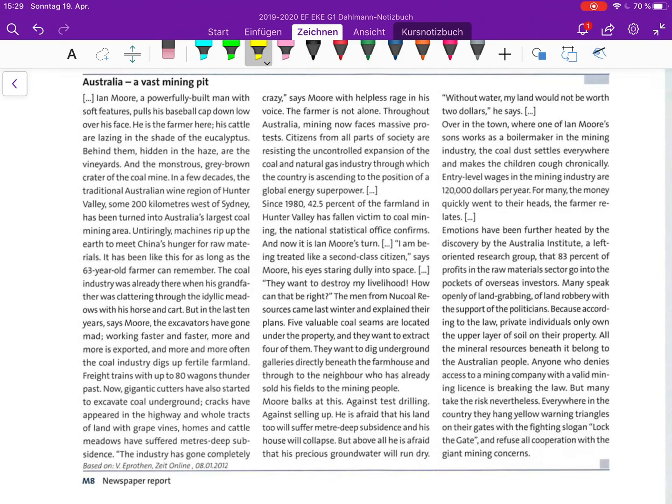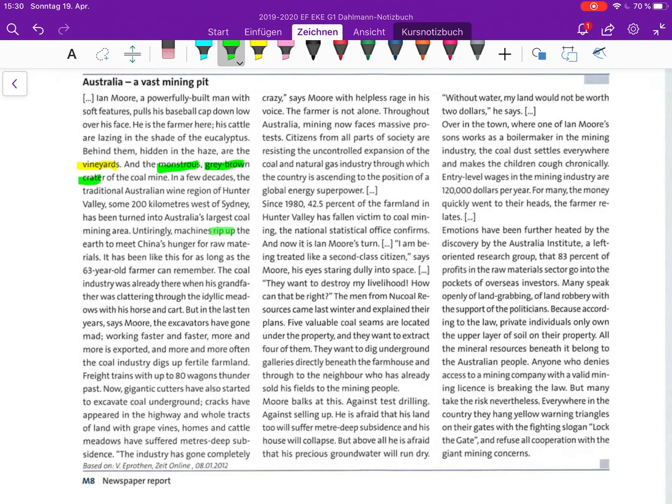Ian Moore, a powerful built man with soft features, pulls his baseball cap down low on his face, and he is the farmer here. His cattle are lazing in the shade of the eucalyptus. Behind them, hidden in the haze, are the vineyards where wine is made, and the monstrous. Now we have stylistic devices. Monstrous gray-brown crater of the coal mine. In a few decades, the traditional Australian wine region of Hunter Valley, some 200 kilometers west of Sydney, has been turned into Australia's largest coal mining area.